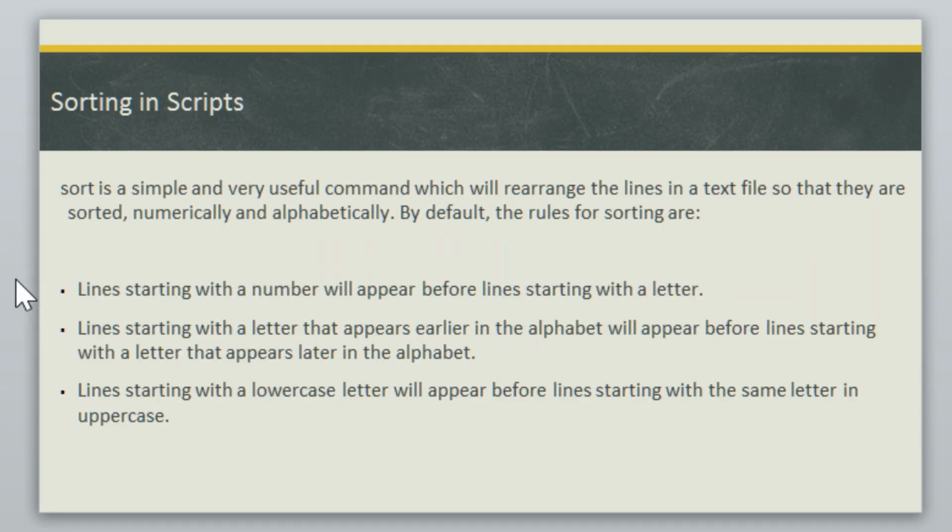So let's talk about the sort command. Sort is a simple and very useful command which will rearrange the lines in a text file so that they are sorted numerically and alphabetically. By default, the rules for sorting are as follows. Lines starting with a number will appear before lines starting with a letter. Lines starting with a letter that appears earlier in the alphabet will appear before lines starting with a letter that appears later in the alphabet. Lines starting with a lowercase letter will appear before lines starting with the same letter in uppercase. So guys, all this means is that it sorts the lines in a file. Numbers come first, then it goes by alphabetical order, so obviously A comes before B and B comes before C, etc. And then it will put all lowercase letters before all uppercase letters that have the same match.